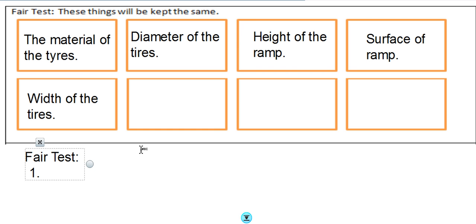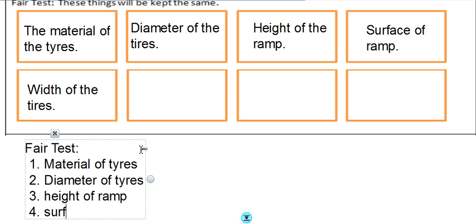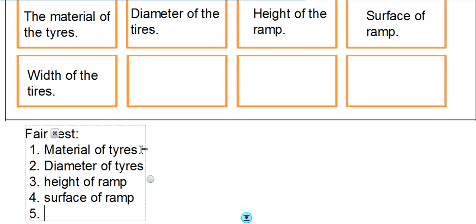Right, so material of tires, diameter of tires. We always do things in numbered lists. Height of ramp, surface of ramp, and width of tires. That's what my fair test section would look like, neatly written up.